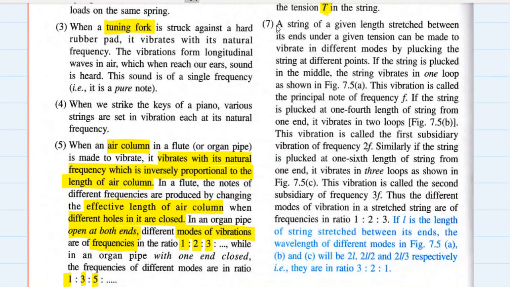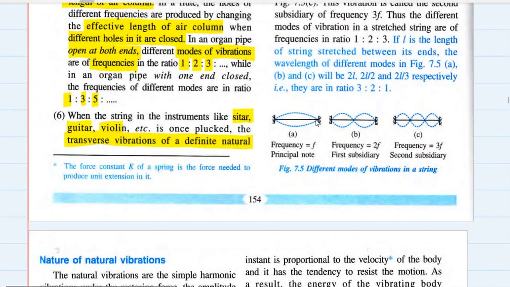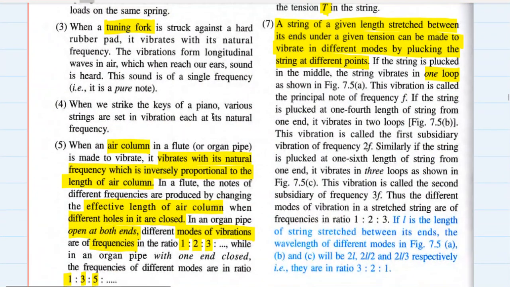example of natural vibration. A string of a given length stretched between its ends under given tension can be made to vibrate in different modes by plucking the string at different points. If the string is plucked in the middle, the string vibrates in one loop. I will show you the figure. See, this is how the string vibrates in one loop if the string is plucked in the middle. Here the frequency of the sound produced is the principal frequency, of value or ratio 1. This vibration is called the principal note of frequency f.